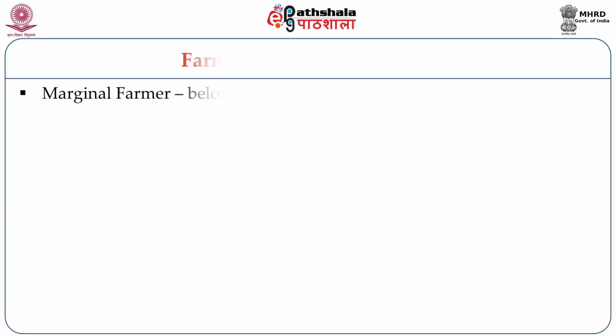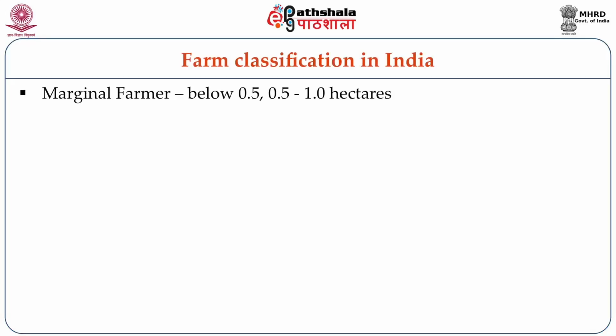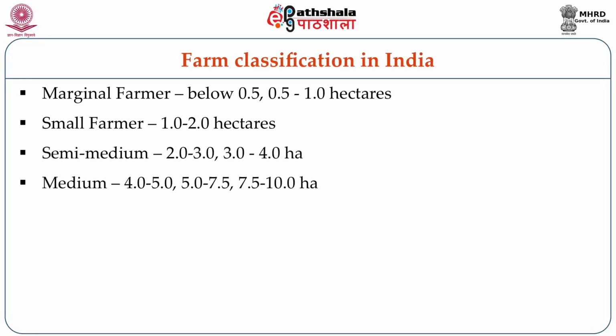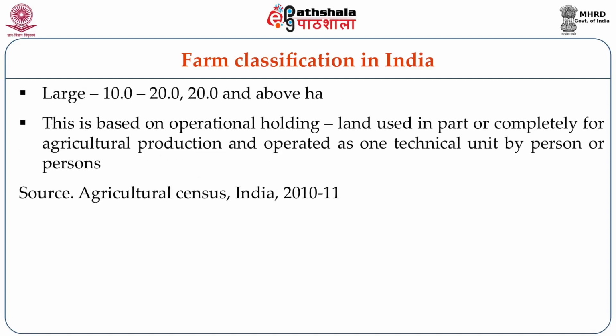Marginal farmers are those who have land below 0.5 hectares up to 1 hectare. Small farmers are those who have land holding between 1 to 2 hectares. Semi-medium, medium and large are the other categories of farmers. This classification is based on operated holdings, which means land that is used either partly or completely for agricultural production and operated technically as a unit by one person or persons.